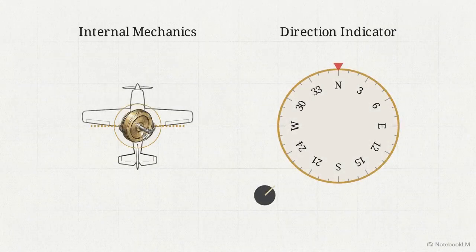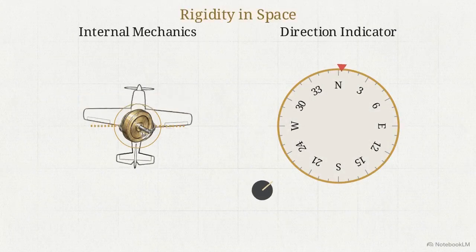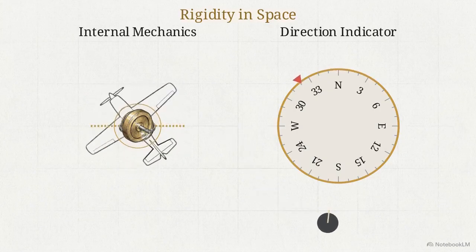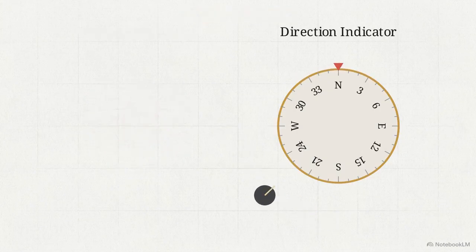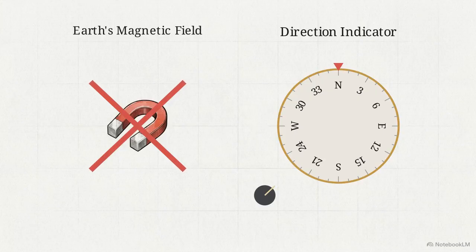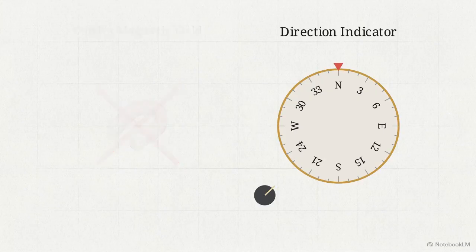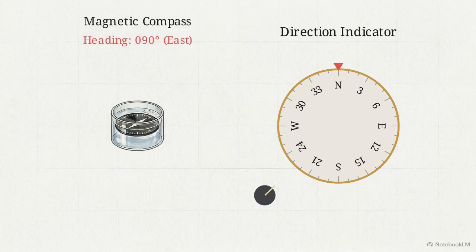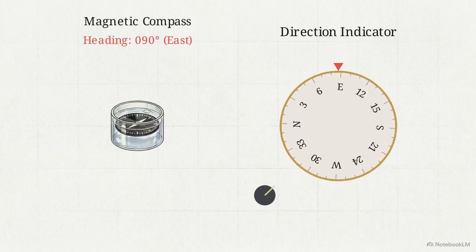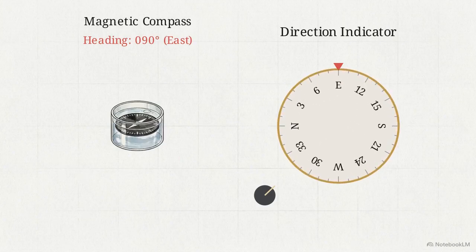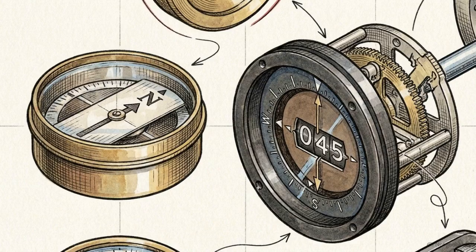Inside the DI, the gyroscope's horizontal spin axis maintains a fixed orientation in space while the aircraft turns around it. Because this rigid horizontal gyro lacks directional seeking ability and is blind to magnetic north, pilots must manually synchronize it with the magnetic compass. This constant synchronization is required because of a class of instrument errors known collectively as wander.